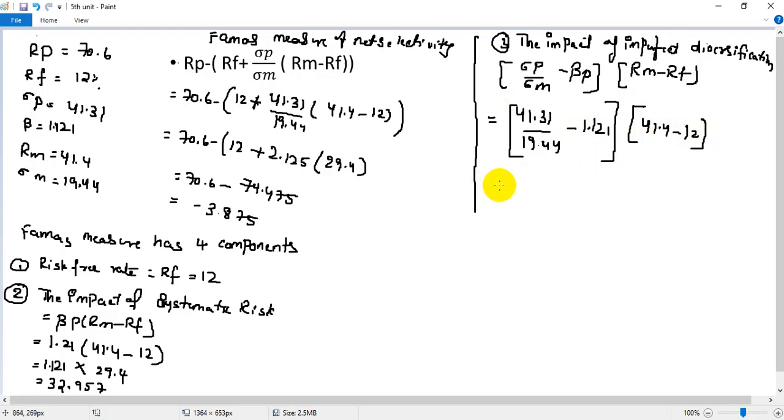So you need to do, first of all, 41.31 divided by 19.44. If you see over here, we already got the value, so we'll write down that value: 2.125 minus 1.121, into 41.4 minus 12. So how much you get over here is, you subtract and multiply, you will get 29.52.